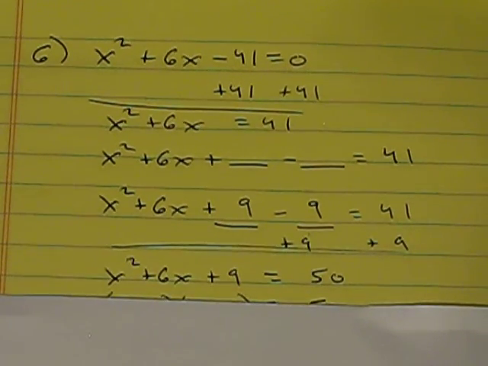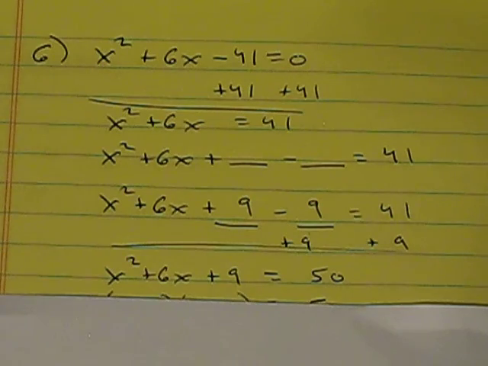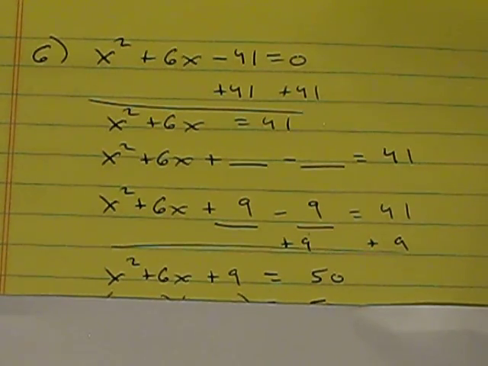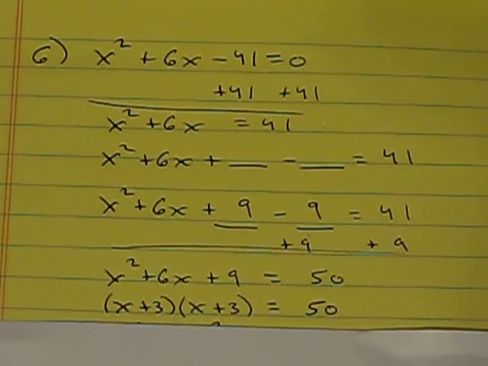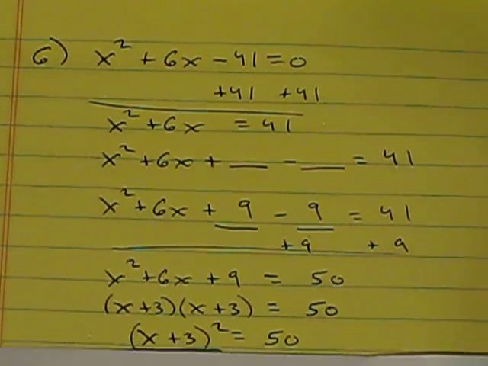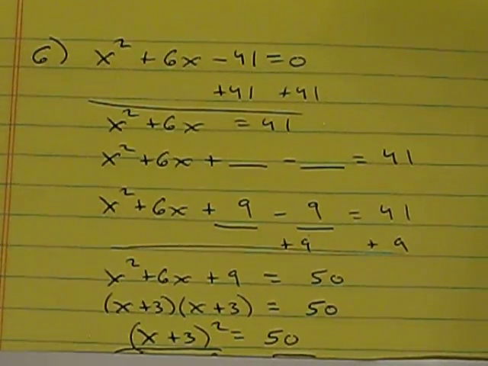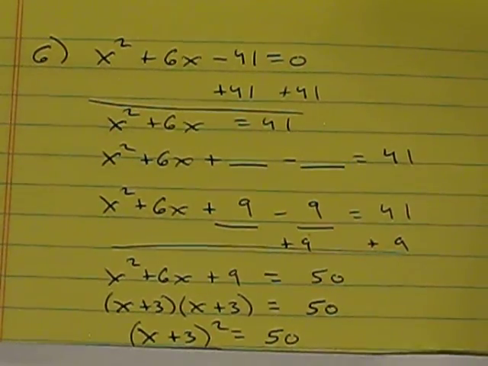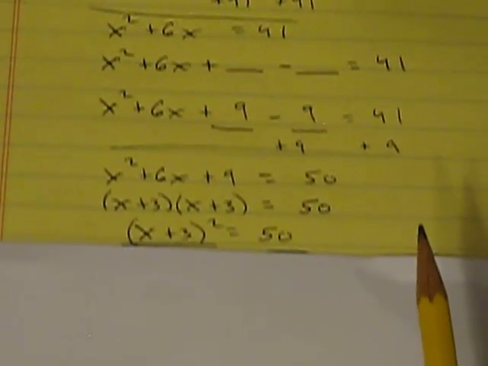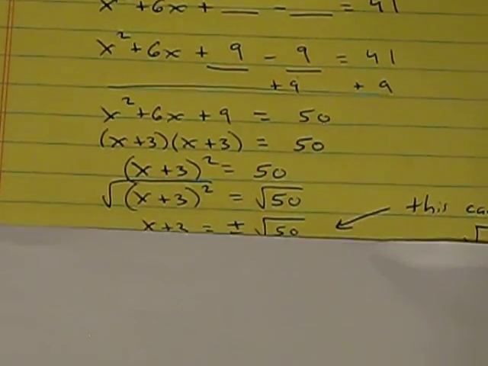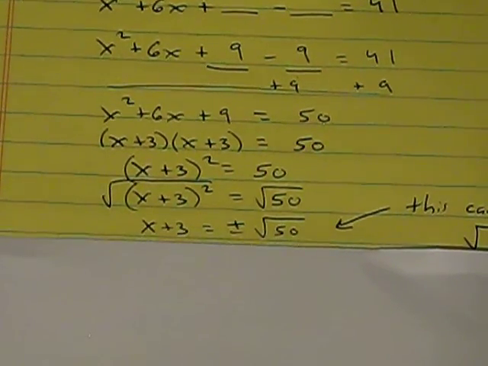That now gives us x squared plus 6x plus 9 equals 50. You can now factor that trinomial into x plus 3 and x plus 3, and write it as x plus 3 squared equals 50. When we take the square root of both sides, something special about 50: this can be simplified. So I'm going to put the plus minus in front for the moment.